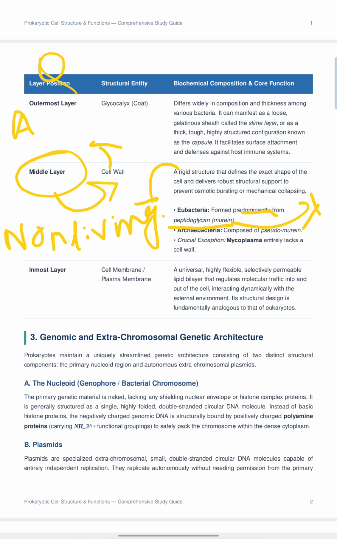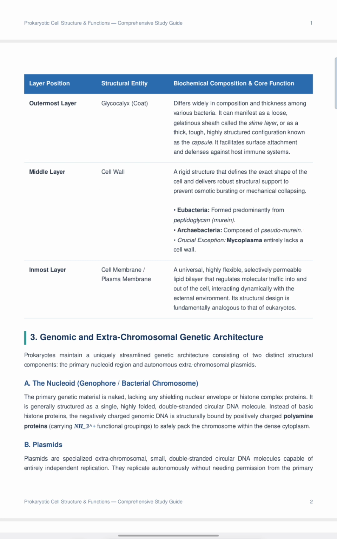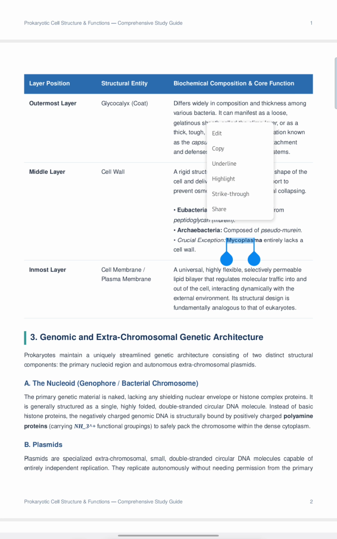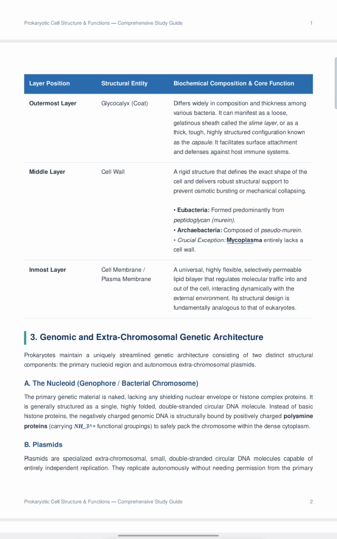The exception for the prokaryotic cell, an organism which does not possess a cell wall, is mycoplasma, which does not have a cell wall. The size of this mycoplasma is about 0.3 micrometer in length, and its width is about 0.1 micrometer.